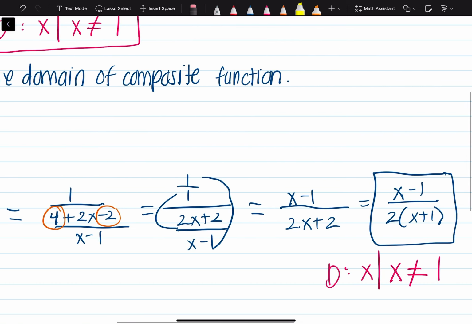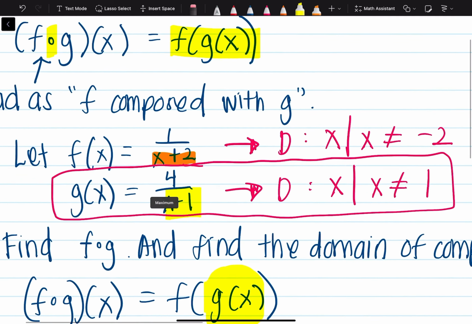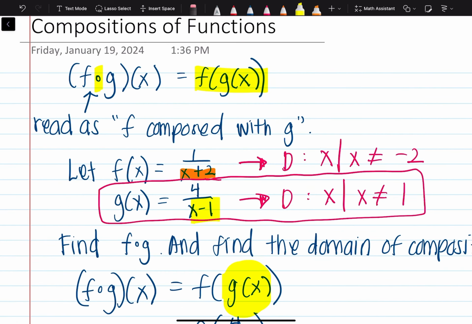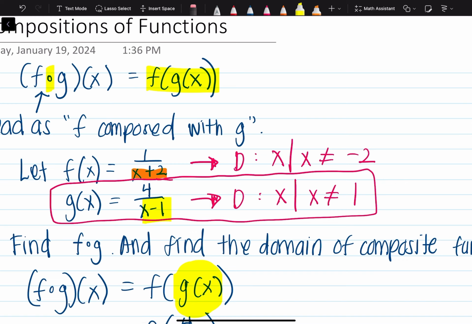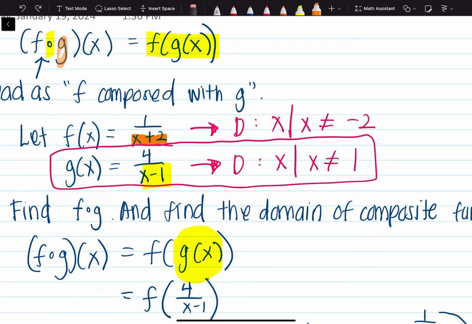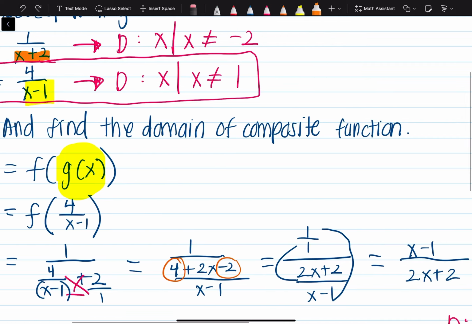Now, the domain of f of x in this situation doesn't really matter because you are altering the f of x function. You're changing it. So the domain of the front part of the composition doesn't matter. The only one that you need to consider from the originals is the second function, the function that you are actually inputting into the function. So we for sure need to exclude 1.